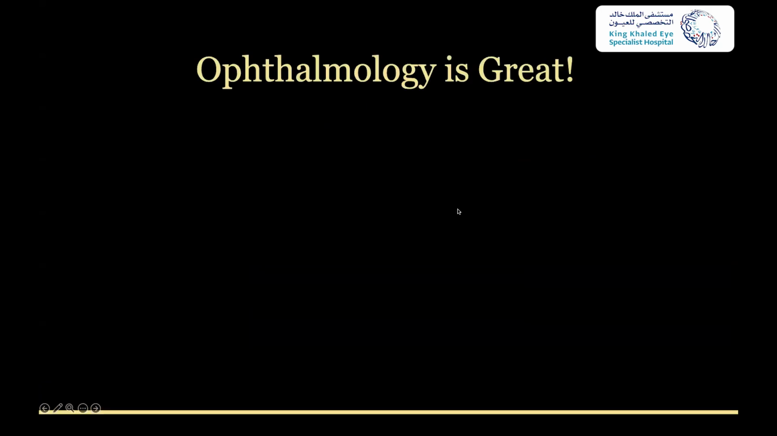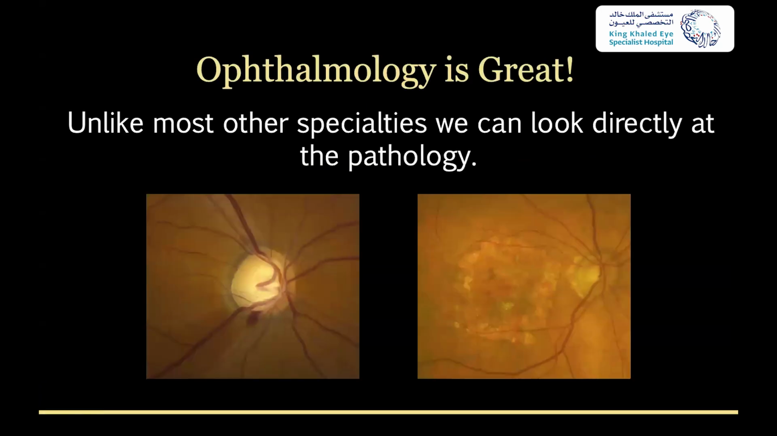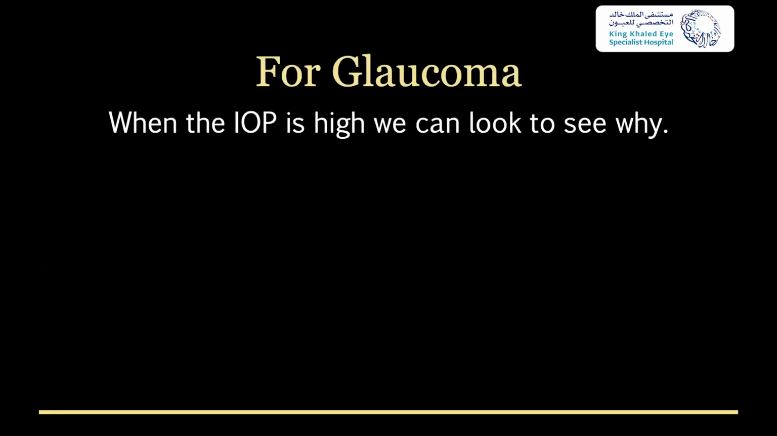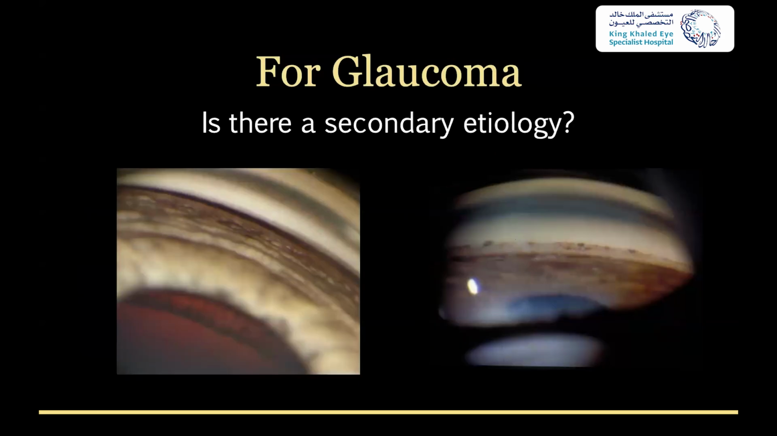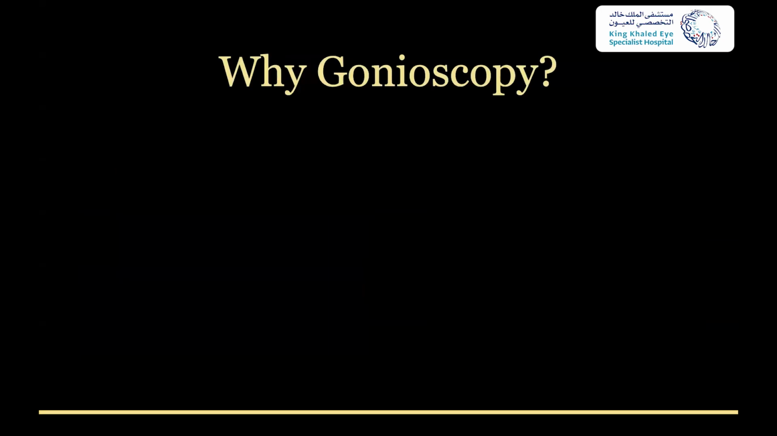So, as you all know, ophthalmology is great. Unlike a cardiologist or a hepatologist, we can look directly at pathology. When the pressure's high, we can look and see: is the angle open? Is the angle closed? Is there a secondary etiology that we can identify, like pigmentary on the left or exfoliation on the right?